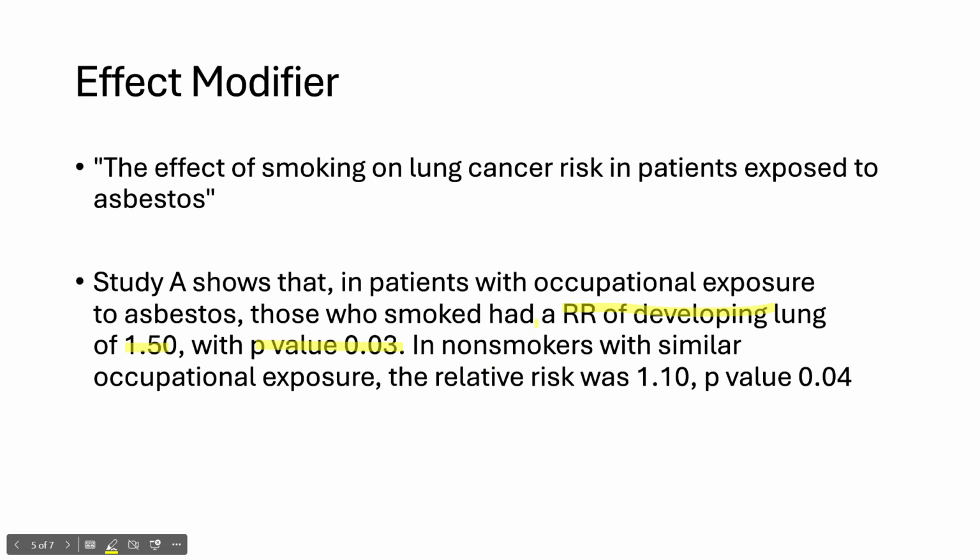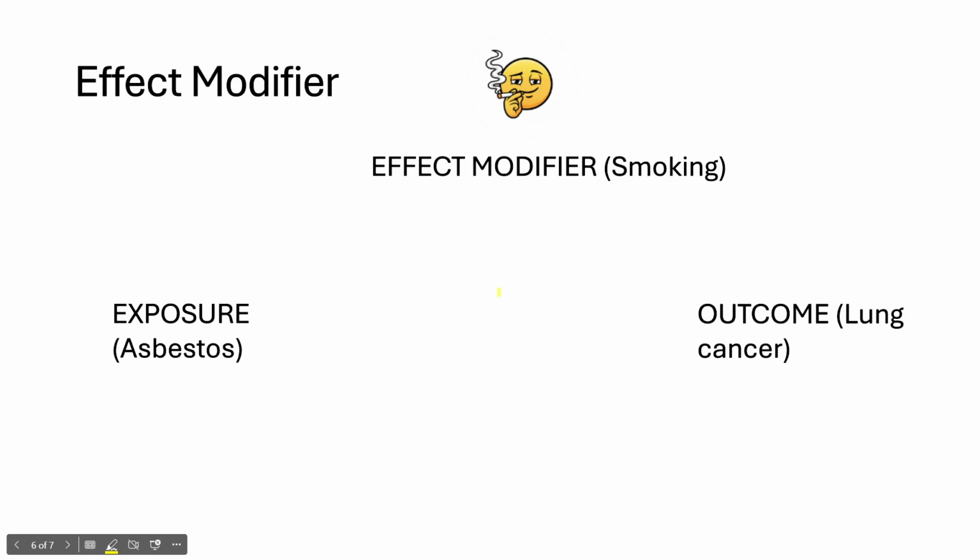In non-smokers, however, with similar occupational exposure, the relative risk was only 1.1. This shows us that non-smokers with asbestos exposure had a lower risk of lung cancer compared to smokers with exposure to asbestos. This brings us on to another important point about effect modifiers. Effect modifiers only affect the outcome. They do not have an effect on the exposure. There is no significant link between how much you smoke and how much you are exposed to asbestos.